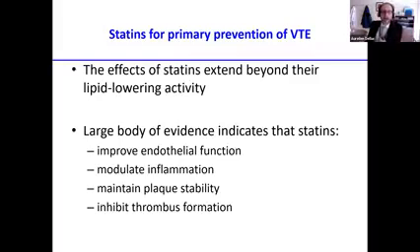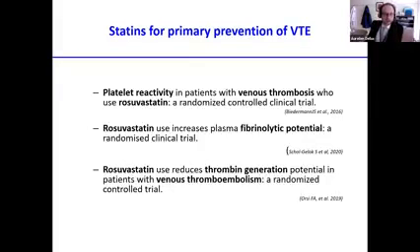And I won't go again over the presentation that you just had, but there is evidence that statins improve endothelial function, they modulate inflammation, they maintain plaque stability and inhibit thrombus formation. Although these properties are more studied in arterial disease, there are some publications on the association between rosuvastatin and platelet reactivity, fibrinolytic potential, and thrombin generation in patients with a VTE event. So there is an interest in statins in VTE as well.